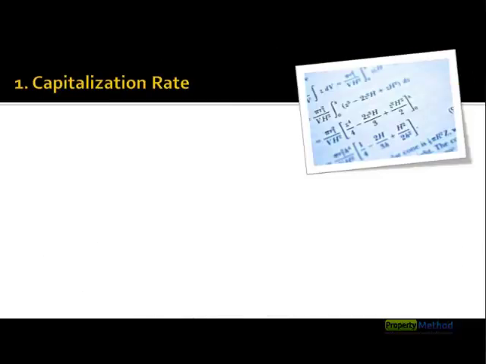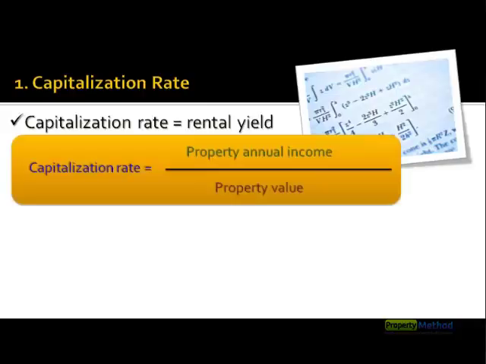The first information we need to learn from the market in order to estimate the value of a property is the capitalization rate. A simple term commonly used to estimate the value of a property these days, which I think everybody knows, is rental yield. However, we call it capitalization rate instead of rental yield when we talk about valuation. But the formula is very similar. That is: capitalization rate equals property annual income divided by property value.